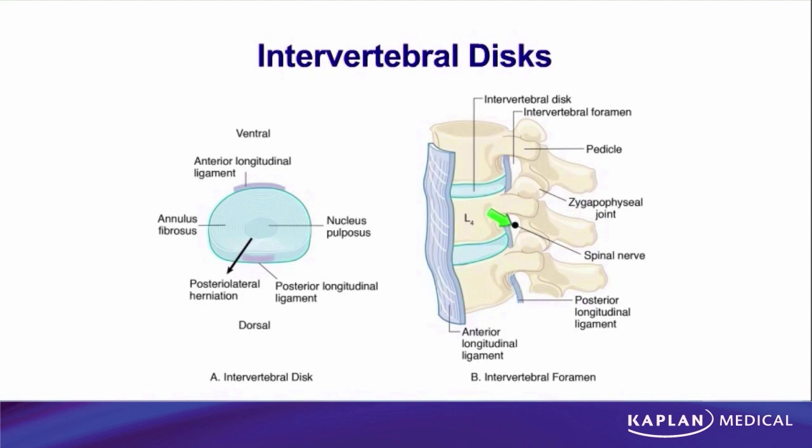So the spinal nerve is drawn in this case. Of course, there would be another one here. There'd be another one here. There's one in each foramen. And we said that as the spinal nerve comes through the intervertebral foramen, that's where it might get injured. That's where we can get into trouble.